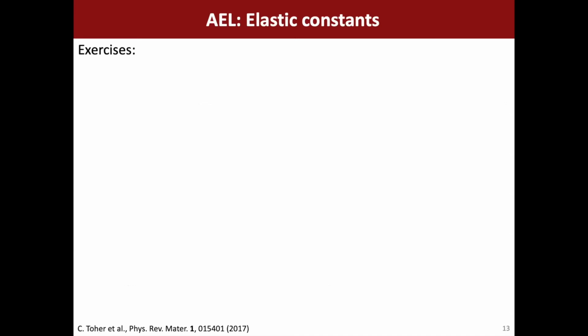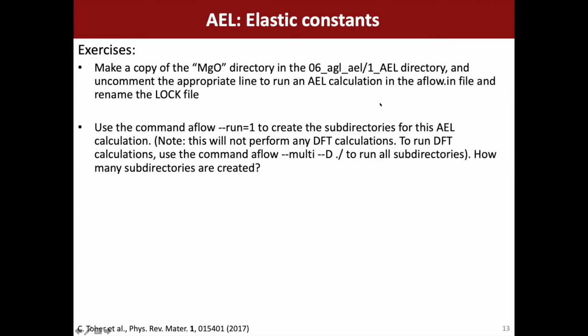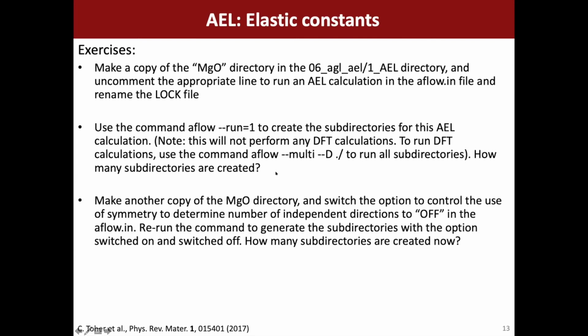Okay. So now, let's try some exercises. We have a few exercises here. The first one is to go into this 06_AGL_AEL directory, and comment the appropriate line to run an AEL calculation, and also rename the lock file. Then use this command to generate the subdirectories for this AEL calculation and see how many subdirectories are created. Then we make another copy, and switch the option to control the number of independent directions to off, rerun this, and see how many directories are created now.